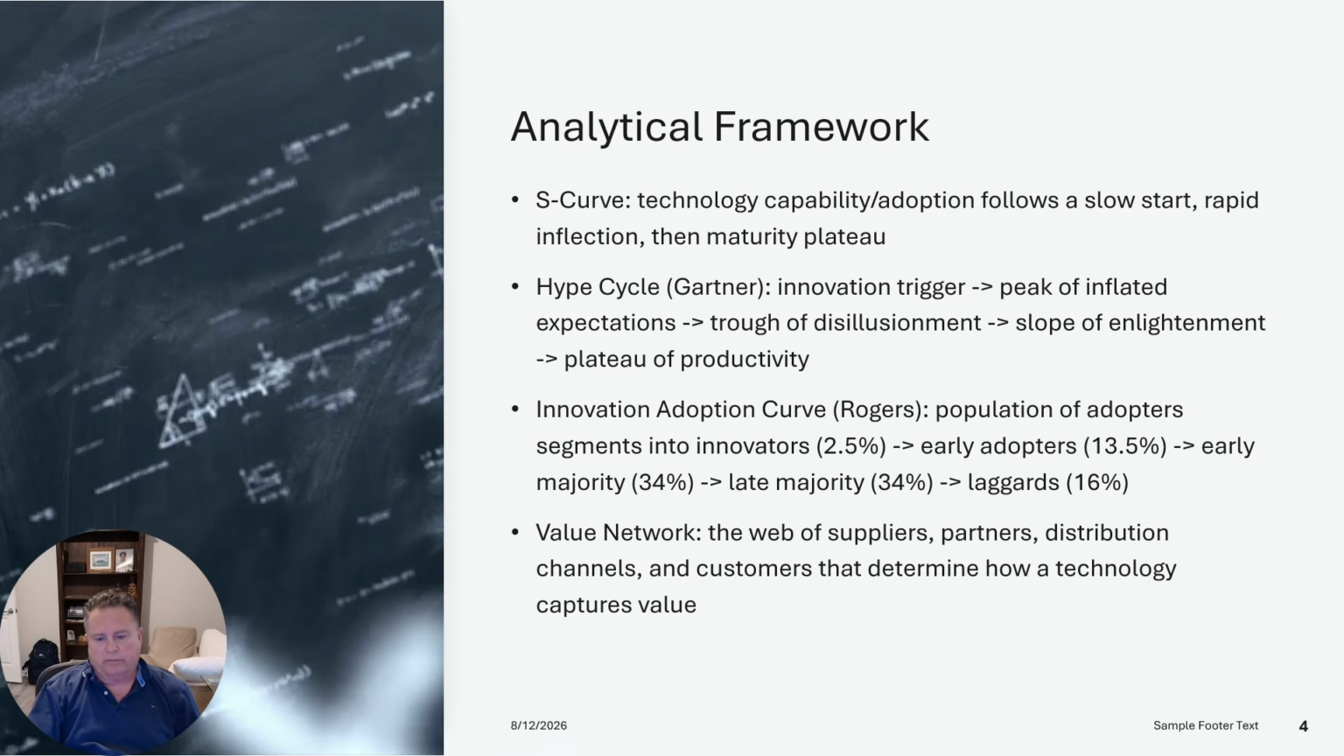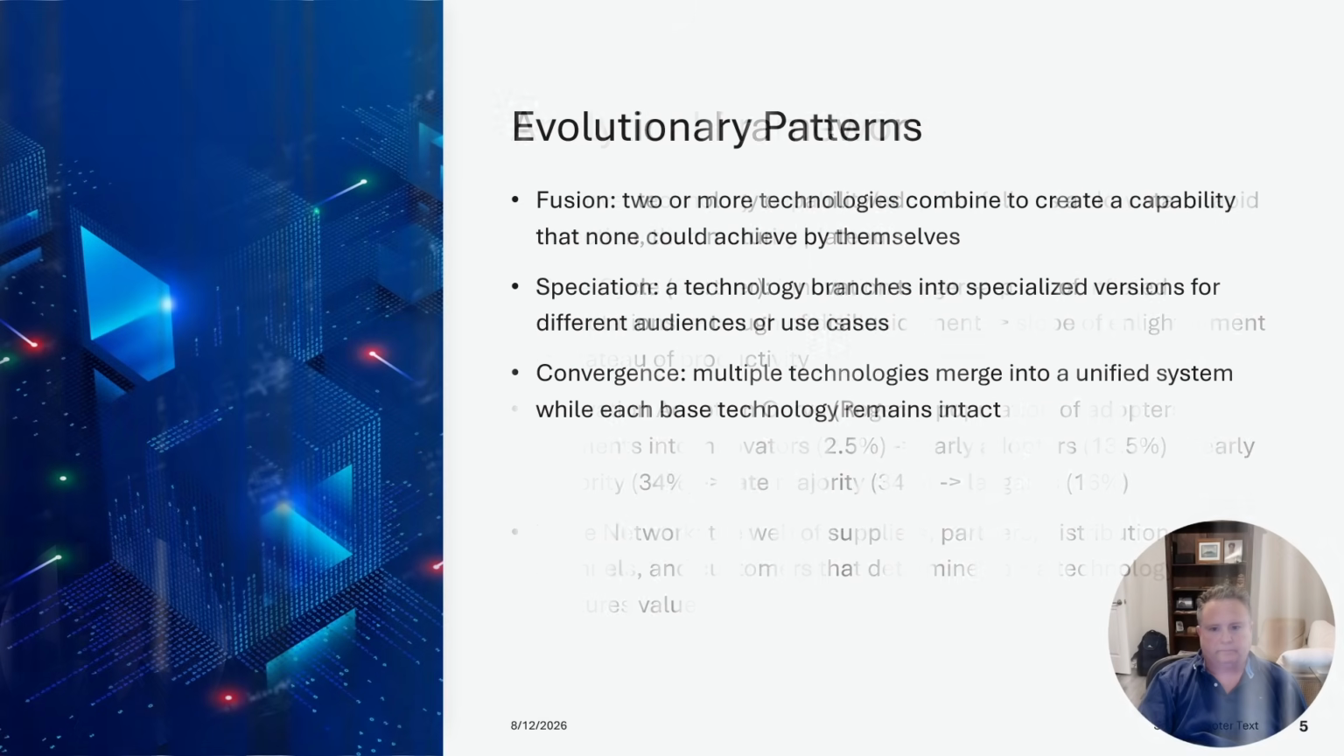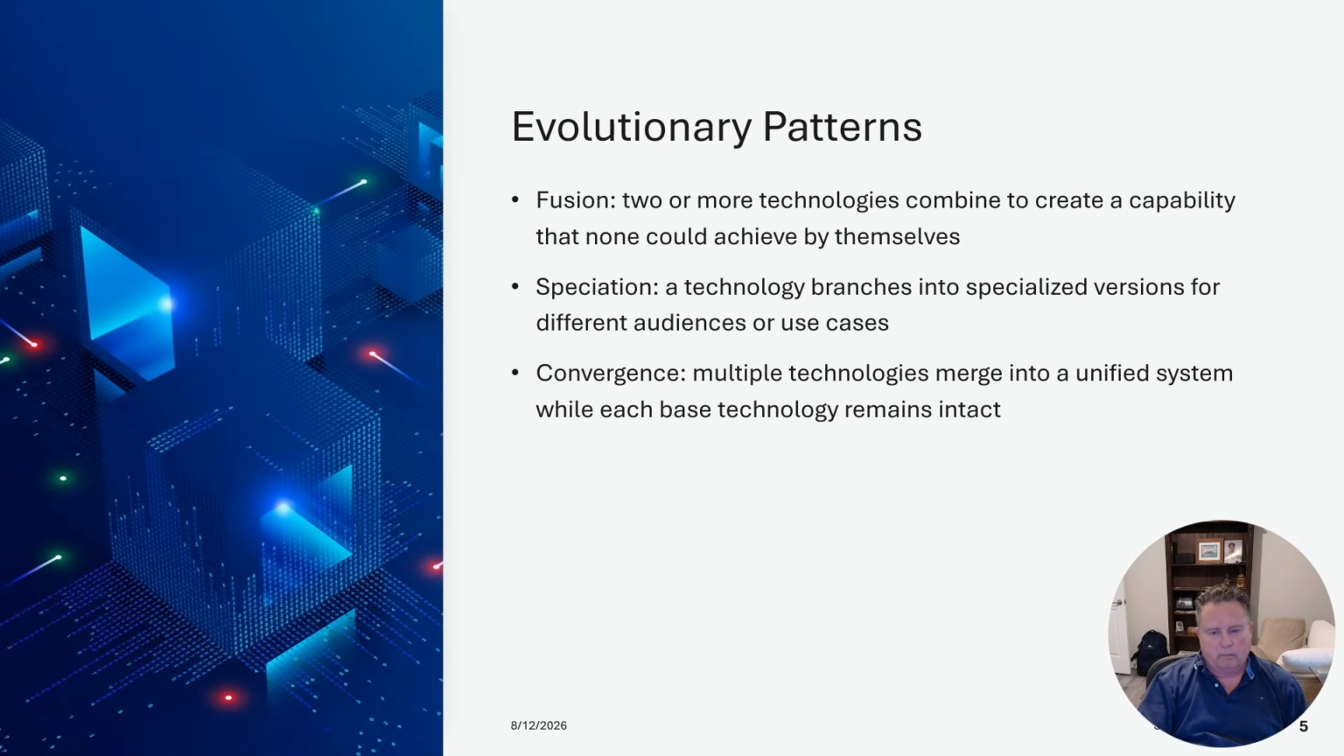We're also going to look at the value networks, which is the web of suppliers, partners, distribution channels, and customers that determine how a technology captures value. And we'll talk some on market domains. Evolutionary patterns will also be discussed, and these break down into either fusion, speciation, or convergence.